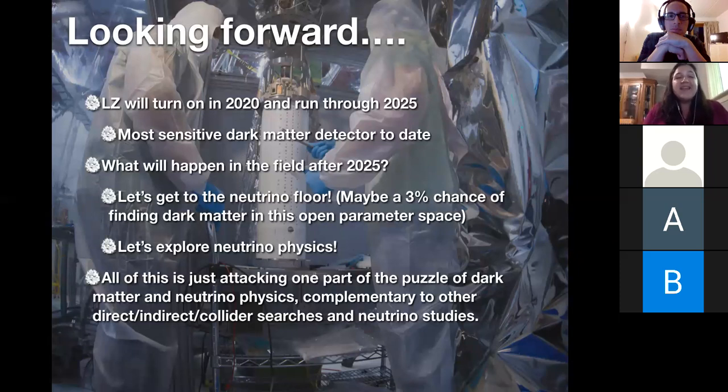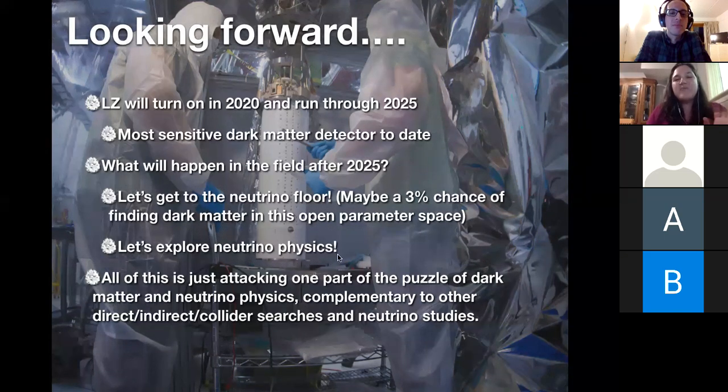The exciting thing is, post-2025, can we get to this neutrino floor? I had done crazy hand-wavy calculations, a 3% chance of finding WIMP dark matter before the neutrino floor. So let's explore that whole 3%. Let's do some actual physics with neutrinos. Let's have a signal to go after.